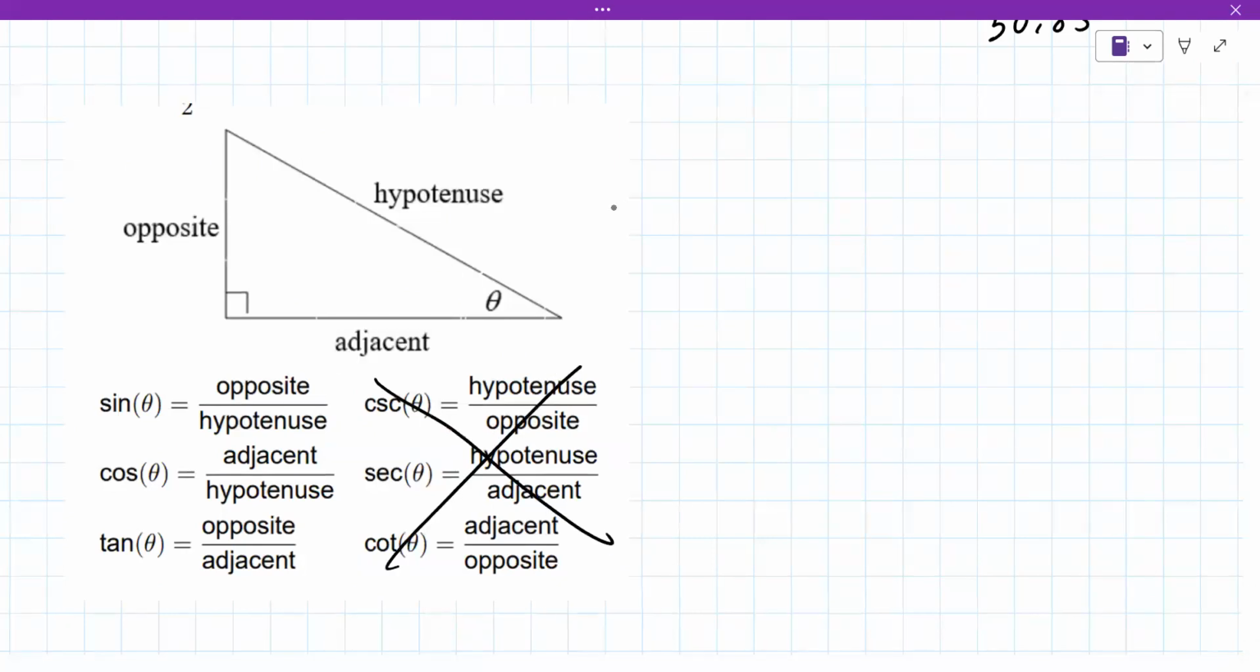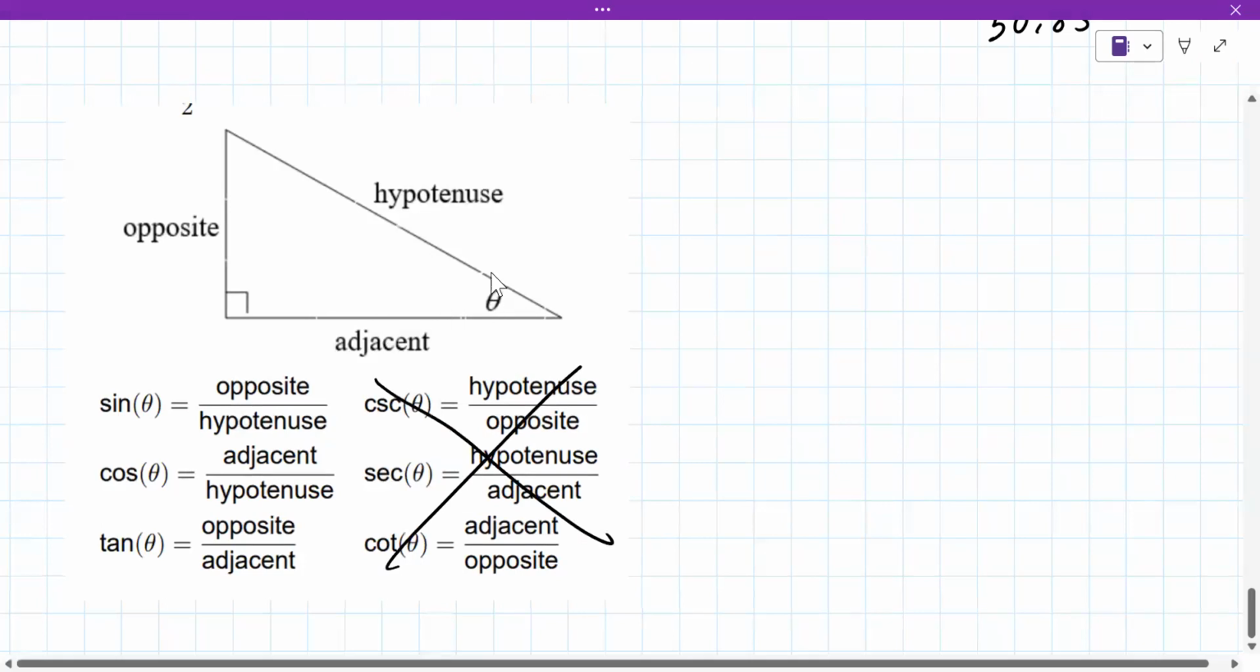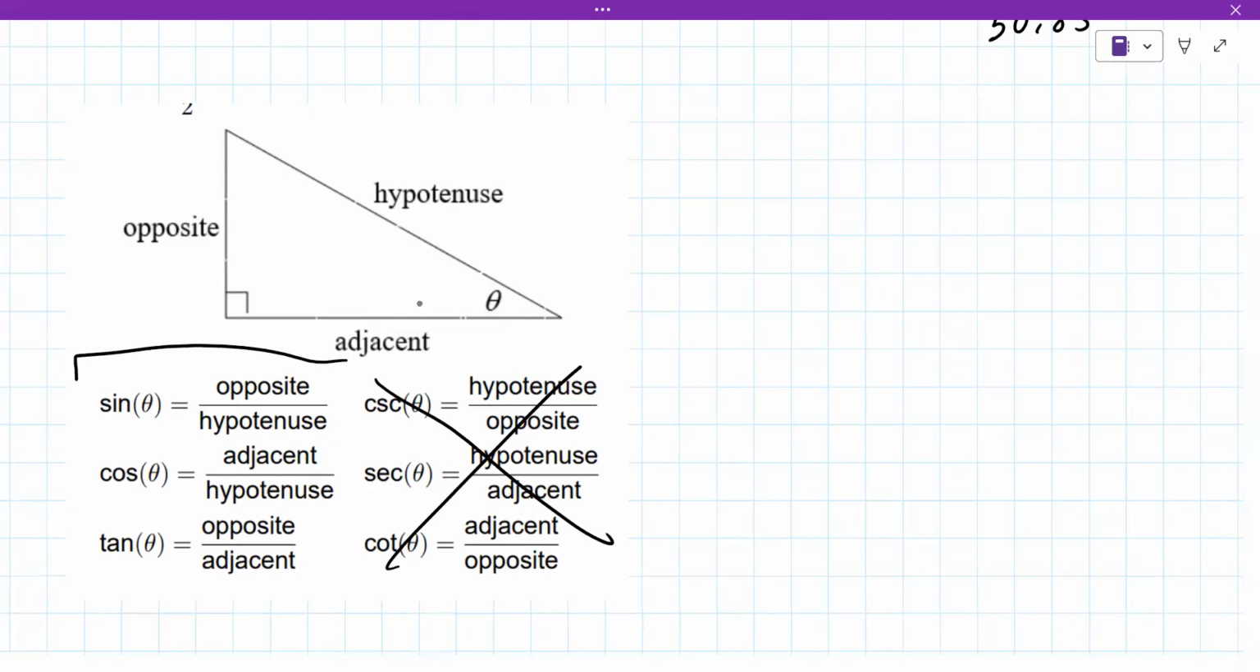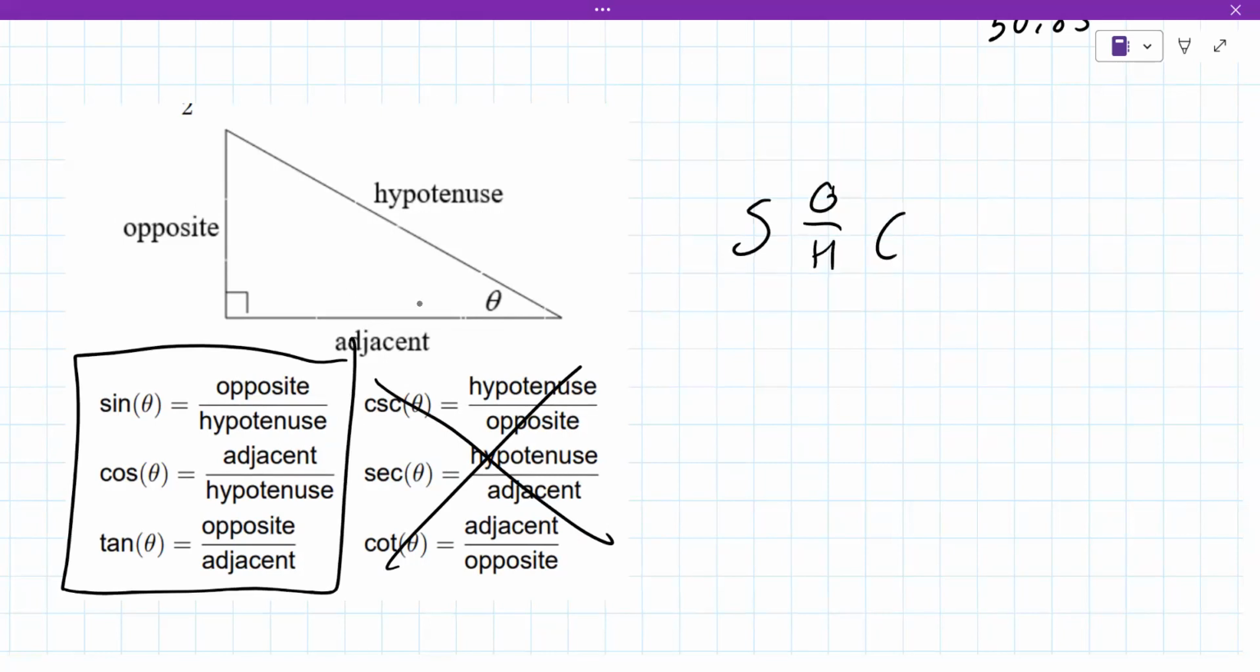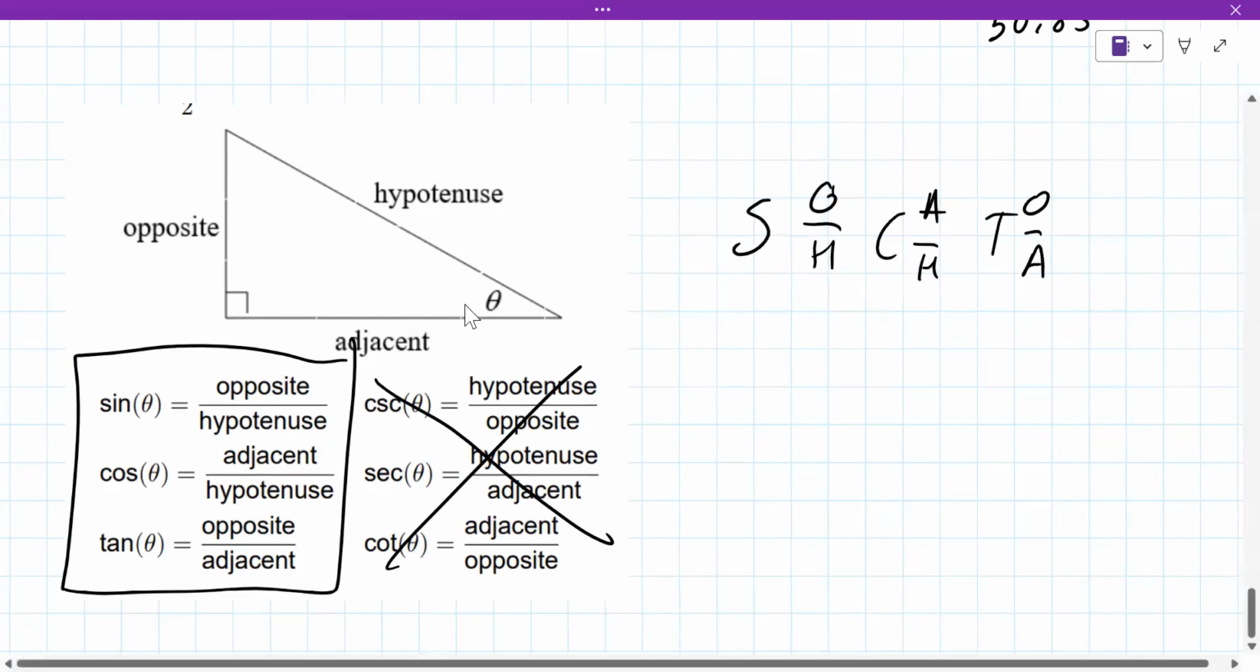So this picture here, just keep in mind they're choosing the angle here. If you chose the other angle, the words opposite and adjacent would be switched. But this is the thing you have to remember: SOHCAHTOA, and that refers to the sides of the triangle. The opposite is the one that's across from the angle. Adjacent is the leg that's next to it. Hypotenuse is always across from the 90.